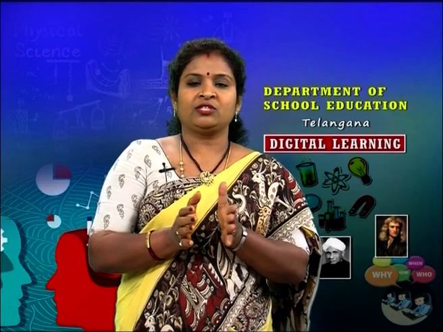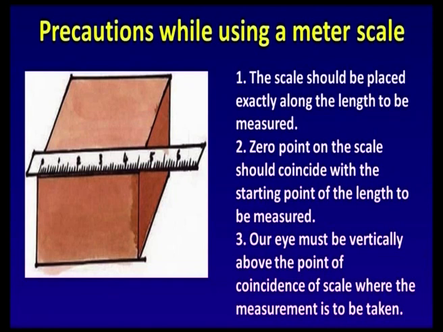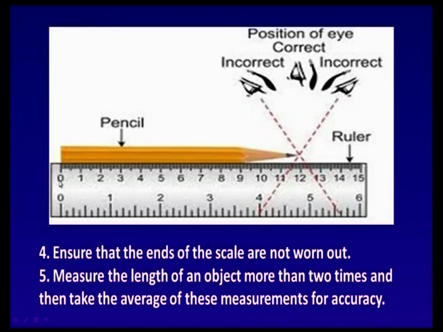Now there are some precautions we have to take to measure the length of a box by using a meter scale. Like, the scale should be placed exactly along the length to be measured. Just now we have seen how to measure it. So the 0 of the scale should be exactly at the tip of the box, and the 0 point of the scale should coincide with the starting point of the length to be measured. Your eye must be vertically above. You should be observing the reading of the scale exactly from the top of the scale.